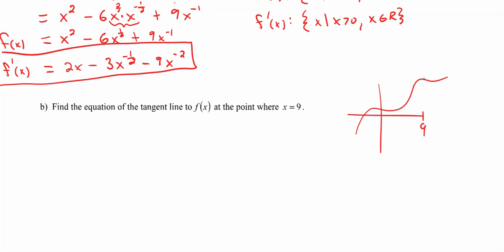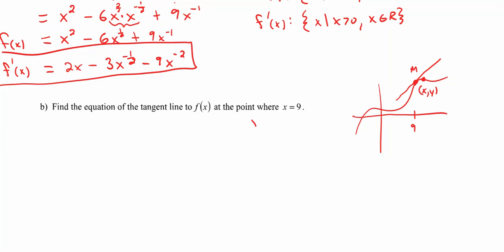So let's say it was right there. Let's make it go back a little bit so you can see it. So let's say that was 9. So we're looking for this, right? What we're after here is the slope of this line. Good news, we found the derivative. And then we really only need the x and the y point on that line too.